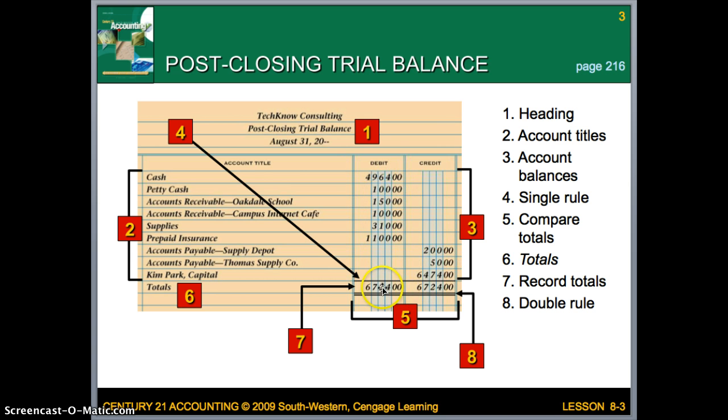We need to total, so we'll have a single rule, totals, compare those totals. Those two should always match. That's the point of this sheet, is that our debits and our credits match. So if those don't, you know that you've done something wrong. And then we'll double rule at the bottom.